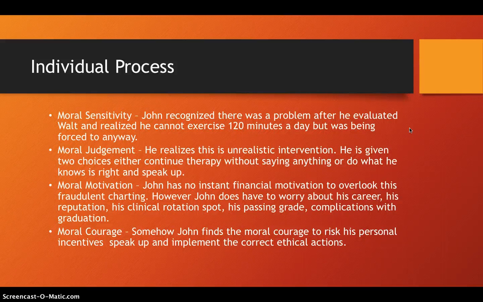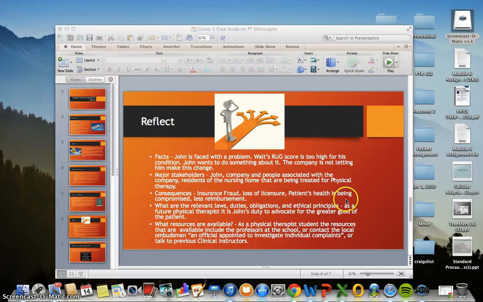And to complete this, we have to talk about the courage that John needs. He needs to have the courage to talk to the CI. He needs to have the courage to talk to the supervisor, and he does definitely need to talk to somebody if neither of them are addressing the problem.